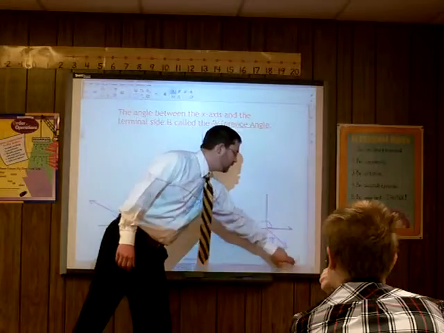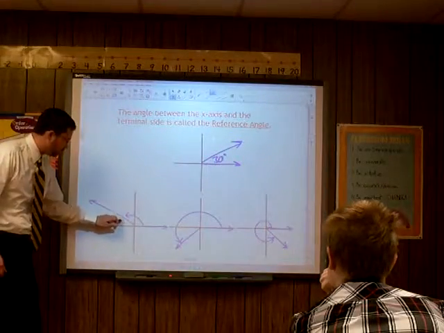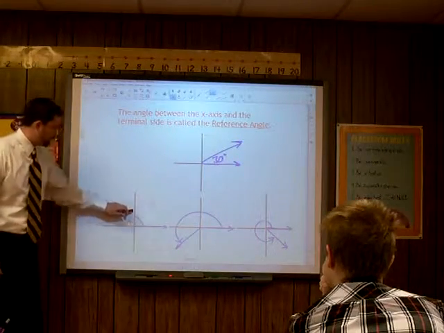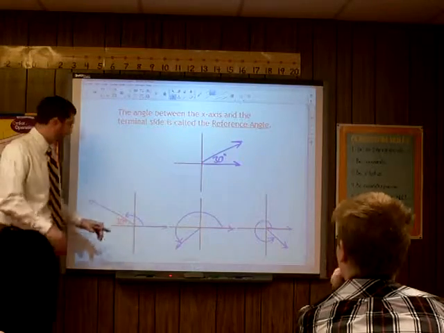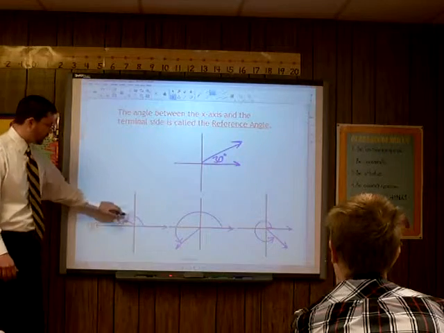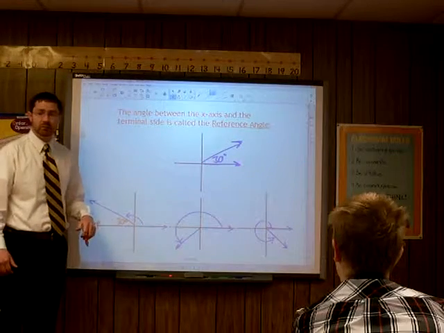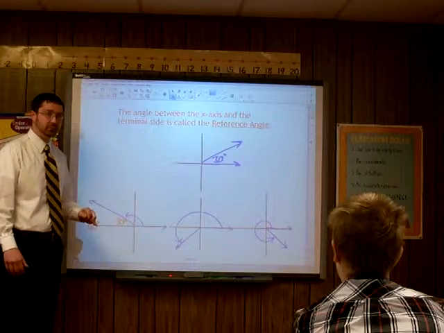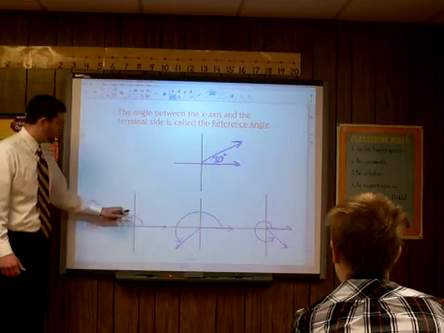We have a 30-degree reference angle right here. So what would this angle have to be? This is how you've got to think. This would be 180. In order to stop 30 degrees short of 180, how far did I have to go? What angle would this be? Chrissy? That's right, 150.